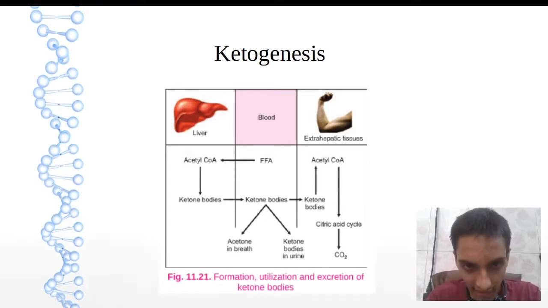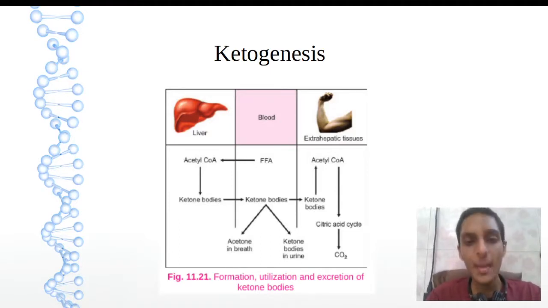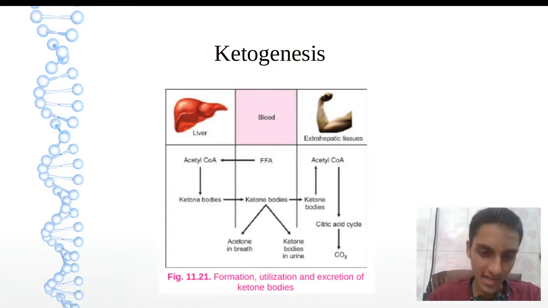So first in the liver, acetyl-CoA is formed by fatty acids, amino acids, and glucose. Glucose in the sense of glycolysis, fatty acids by beta oxidation, amino acids our ketogenic amino acids. Now it enters the Krebs cycle to generate 2 CO2 and this forms ketone bodies by the process of ketogenesis.